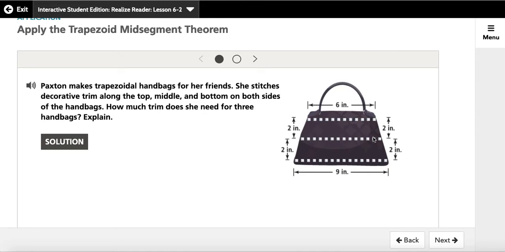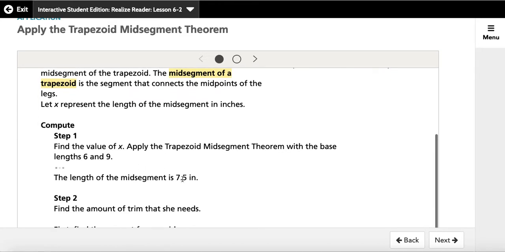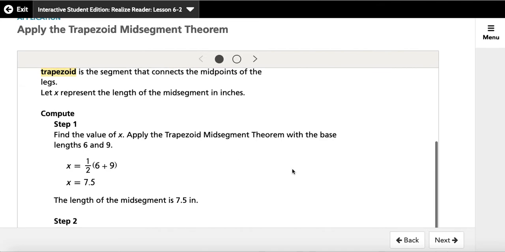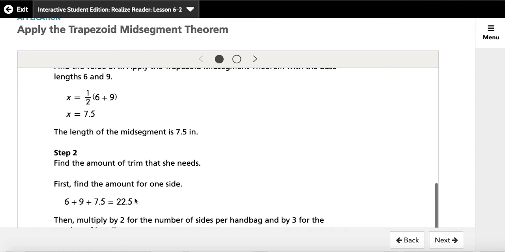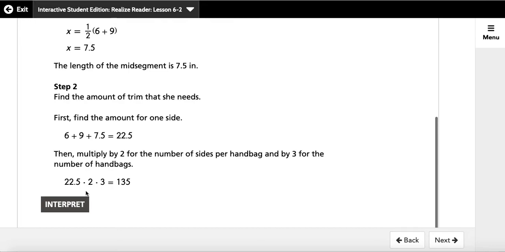That's 22.5 times 3. I don't know, let's look at their solution. 7.5, right? 7.5 is the average of 6 plus 9. And then for one bag, it's 22.5. And then she's got three bags. Why 2? Oh, the other side of the handbag. I didn't think of that. Yeah, so the 22.5, then you've got the other side of the handbag, so you have to double it to 45, then times 3 for the 135.